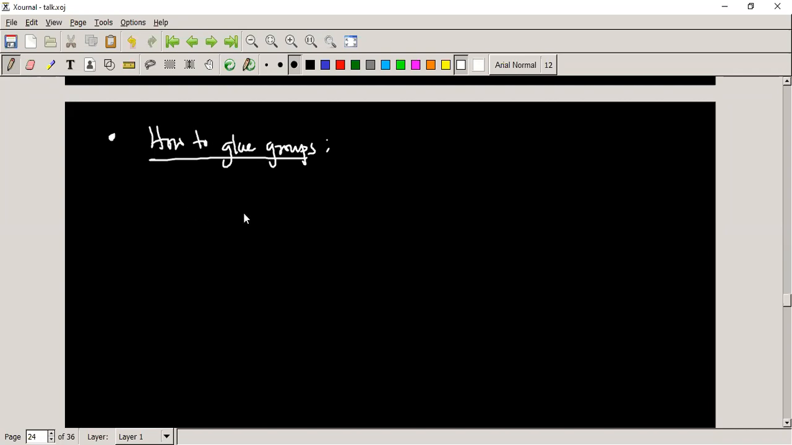So suppose you have two groups, G1, G2. You can make a bigger group out of G1 and G2. How? Give me some suggestions. Tell me something that makes a bigger group out of G1 and G2. Product. Anything else? Product is boring, right? Some sort of semi-direct product. Semi-direct product. Anything else?